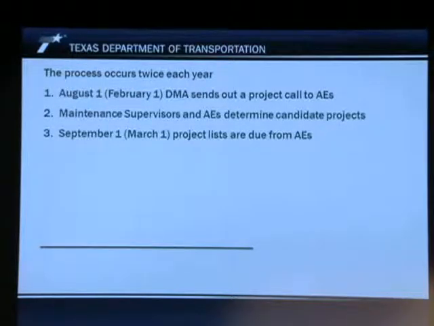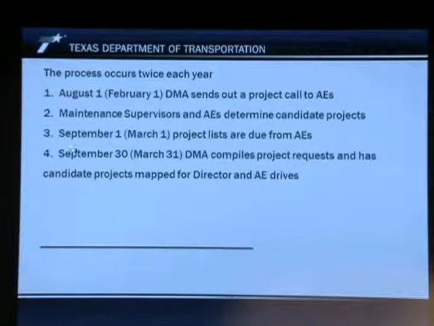It comes back into the district maintenance administrator again, and then he has about a month, up until September the 30th, to compile. We have 3 area offices in the Wichita Falls district, so he compiles the list from the 3 area offices. And then in our case, we have a gentleman back in the design office that's pretty good with mapping things for us, and so he gets with him and they get the candidate projects mapped, so that the area engineers and directors can drive them and review the roadways and score them.